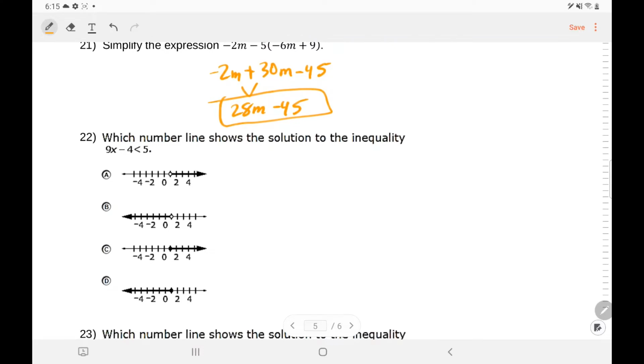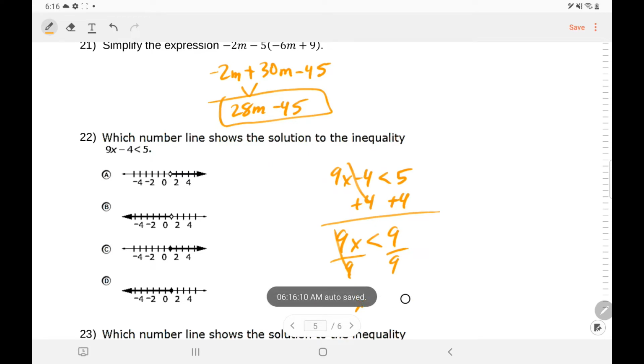Which number line shows the solution to the inequality 9x minus 4 is less than 5? Okay, let's isolate for x, so add 4 on both sides. And now we have 9x is less than 9. Divide 9 on both sides. And we get x is less than 1. That's our answer. So where is x less than 1?